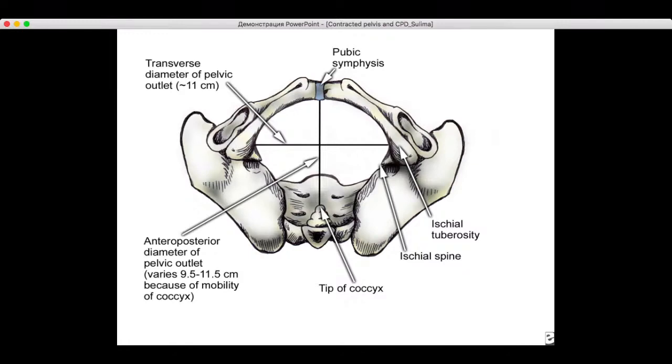This is the transverse diameter of the pelvic outlet, between the ischial tuberosities. Its diameter is 11 centimeters. And the anteroposterior diameter of the pelvic outlet: usually we talk about 9.5 centimeters, but due to the mobility of the sacrococcygeal articulation, we have even 10 centimeters, and it helps the baby to pass normally through the vaginal canal.